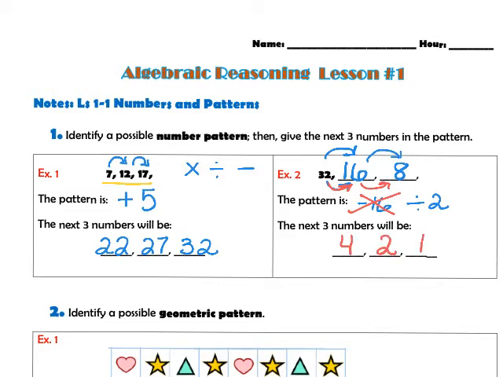And half of 8 is 4, half of 4 is 2, half of 2 is 1. If I continued this, I could have fractions. Half of 1 is a half, half of a half is a fourth, and so on. All right.